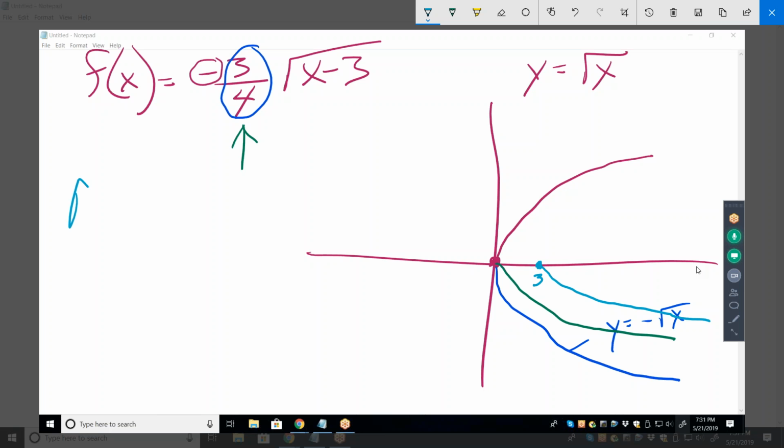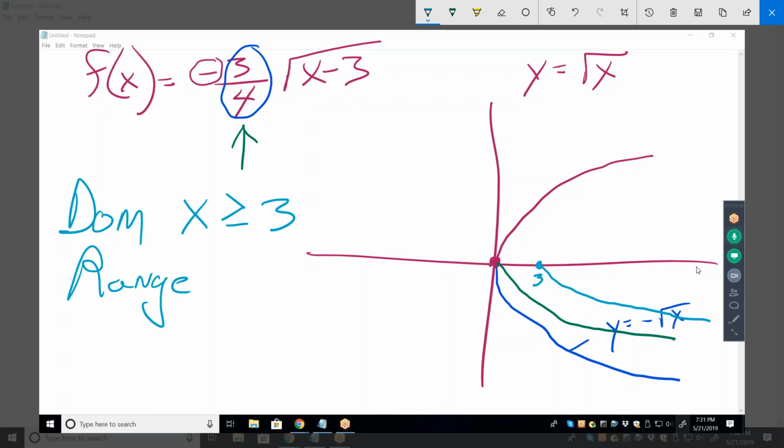What's the domain? The domain is x is greater than or equal to 3. And the range? Look at the light blue curve. Does it go up above the x-axis? No. So it's never positive. So y is less than or equal to 0. And that's where it always lives, at either 0 or less.